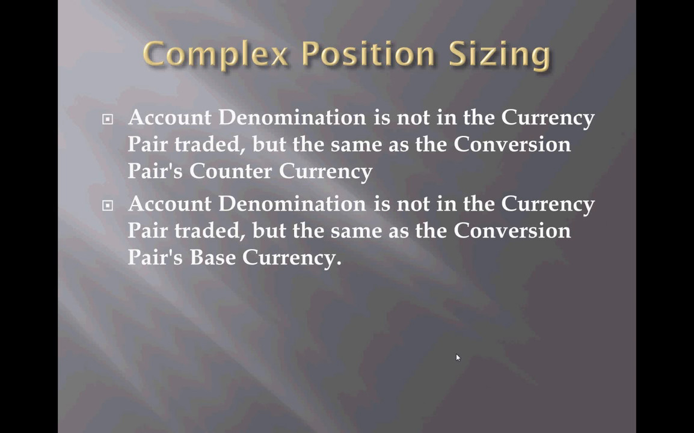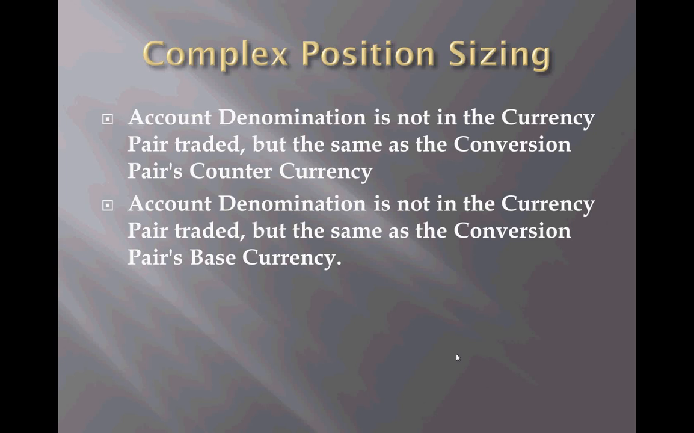Account denomination is not the currency pair traded, but is the same as the conversion pair's base currency. Ned decides to go snowboarding in Switzerland, and in between a couple of double black diamond runs, he opens his trading account on his super spy phone with his local FX broker. He sees a great setup on Swissy yen, and he has decided that he will get in the trade because of a major resistance level about 100 pips against him. He will only risk the usual 1% of his 5,000 Swissy account, or 50 Swissy.